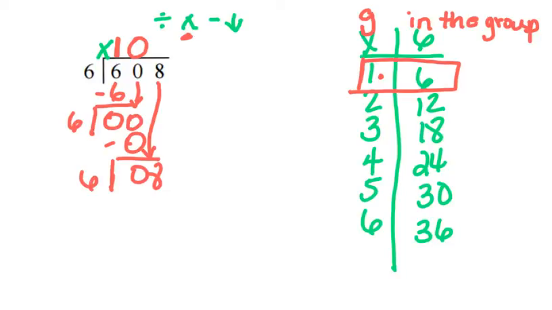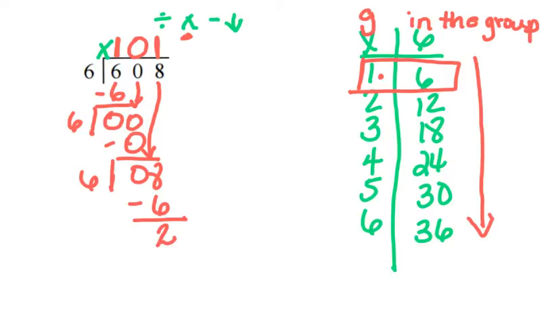So we ask the question again, how many groups of 6 can I get from 8? Well, I'm going to look over here, and I need a number that is going to come close to 8 without going over. Well, we have 6, because we can't do 6 times 2, because 2 groups of 6 is 12. So that's going to give us a 1. And then we multiply. 6 times 1 is 6. And then we subtract. 8 minus 6 is 2.